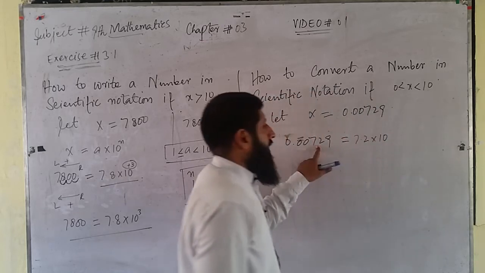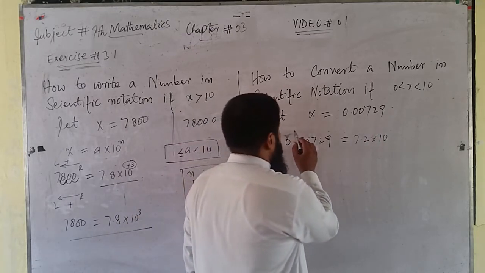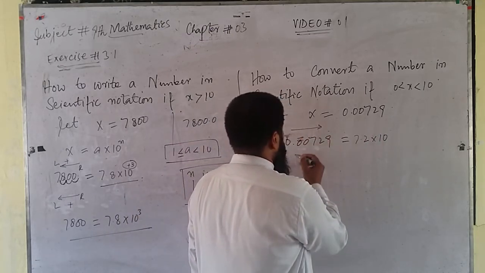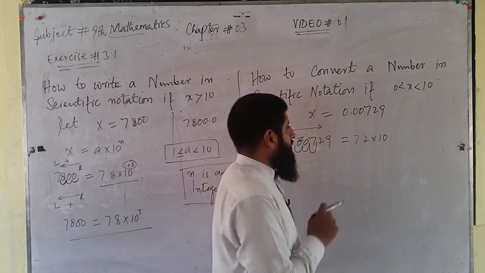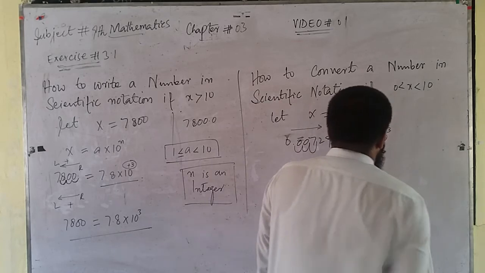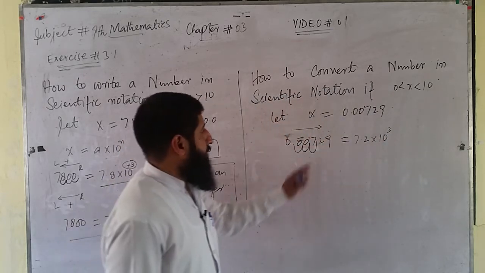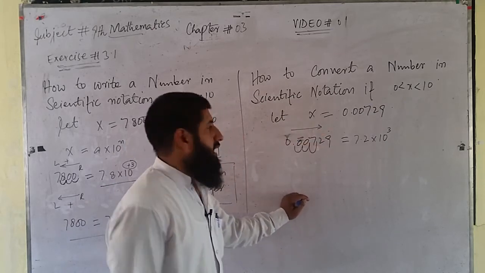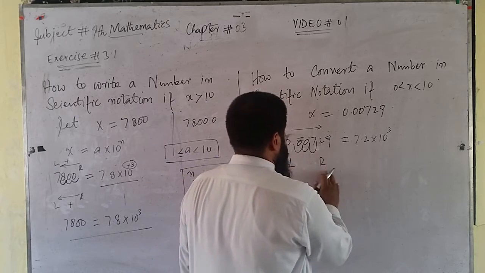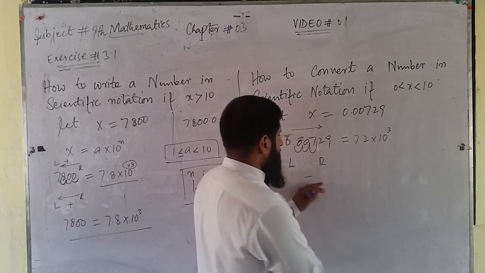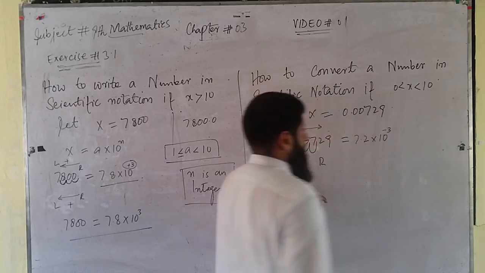From here we have to find the value of n. We have moved the point through how many digits? 1, 2, 3. We moved the point through 3 digits, so it will be 3. But will it be a positive or negative integer? It depends on the direction of movement. As the point moves from left to right, in such a case it will be negative. Its symbol will be negative.